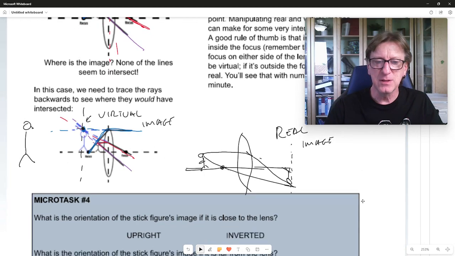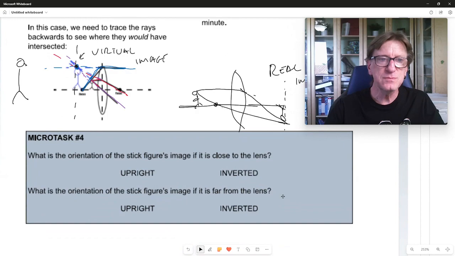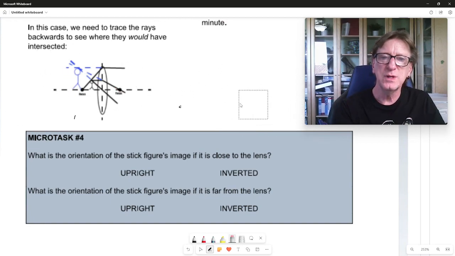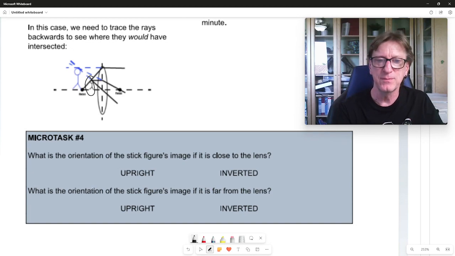All right, let's take a look at the microtext then. What is the orientation of the image? Let's get rid of our little adjustments here. What is the orientation of the image produced by this guy when he's close to the lens? So here he is right here. He's close to the lens. He's inside of the focal point. Well, in that case, he's going to be upright.